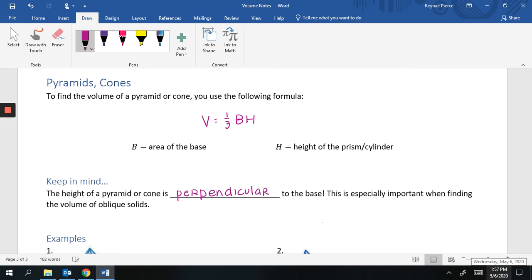Okay, so what this means is that a prism and a pyramid that have the exact same base and are the exact same height, 3 of the pyramids will fit into 1 of the prisms. Same thing with cylinders and cones. If a cylinder and a cone have the exact same base and are the exact same height, 3 of the cones fit into 1 of the cylinders. Okay, so here we go.